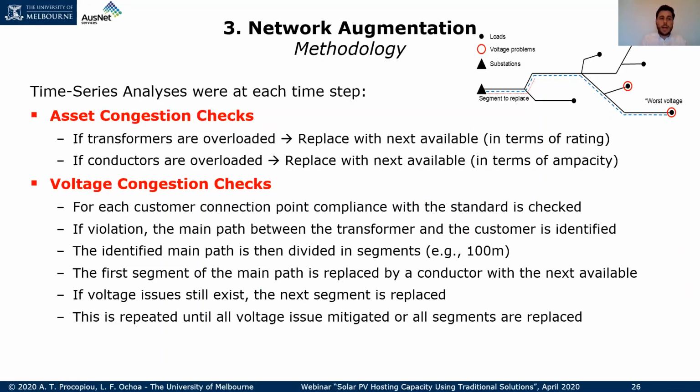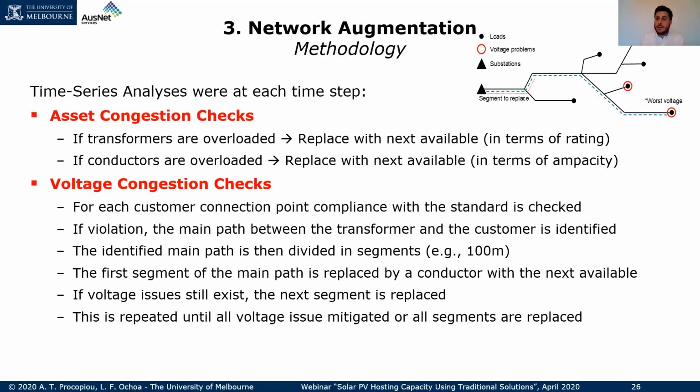And for the network augmentation, what we do is essentially we're running time series analysis. And in each time step, we stop and check if there's any asset congestion. If there's any asset congestion, on transformers or conductors, we move into replacing that conductor with one of lower impedance and higher ampacity. And for the transformers, we replace the transformer with a higher rating transformer.